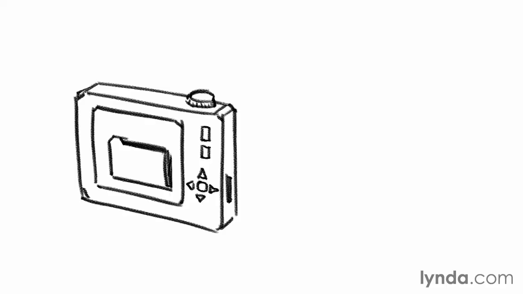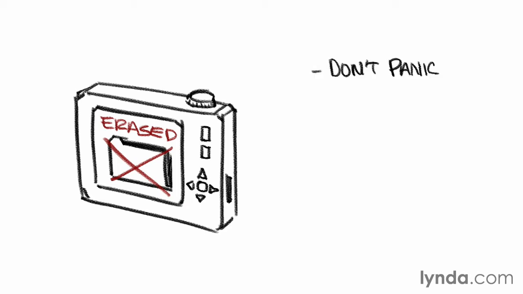It's a horrible feeling. You look down at your camera and three days of vacation shots are gone. You've accidentally erased them. What do you do? The first thing is don't panic. It's probably going to be okay. The pictures are still on your memory card. You just can't see them.